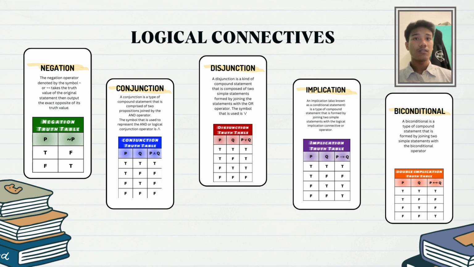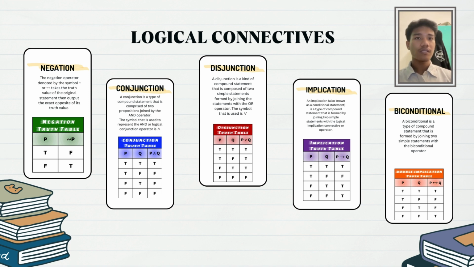Then we go to the conjunction. A conjunction is a type of compound statement that is comprised of two propositions joined by the AND operator. So we can see through the conjunction truth table, if P is true, Q is true, then the answer P and Q is true. If P is true, Q is false, the answer will be false. If P is false, Q is true, the answer will be false. And the last one, if P is false, Q is false, the answer will be false.